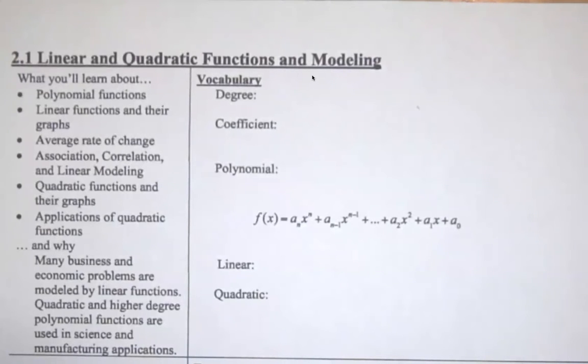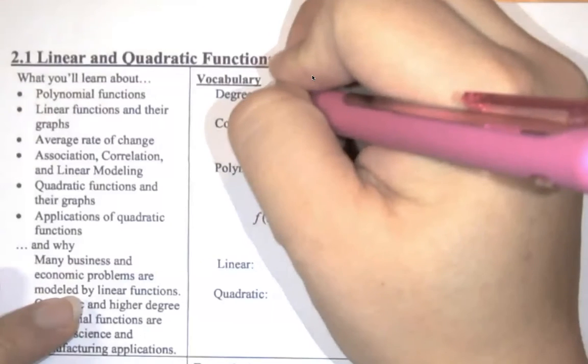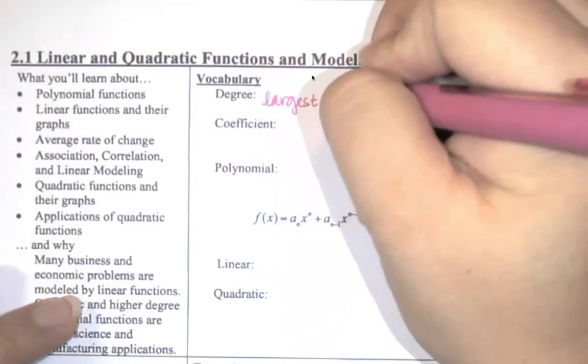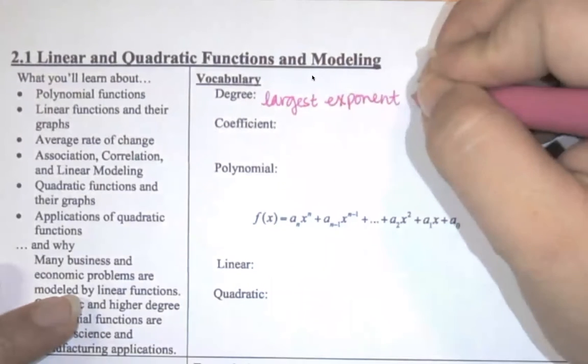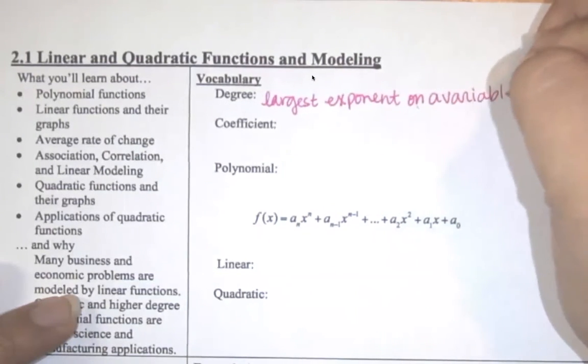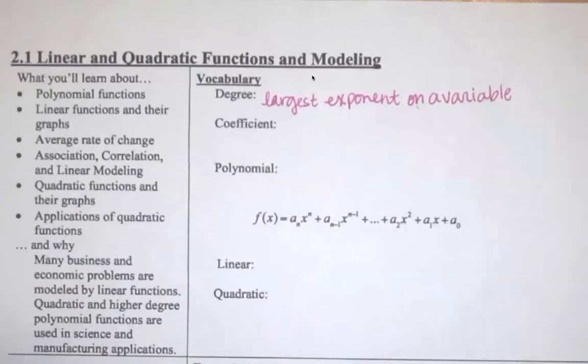Our first vocabulary word is degree. We've talked about the degree of a polynomial before. The degree is going to be the largest exponent on a variable. So the largest exponent specifically on a variable. When we have a number raised to a power, that does not count as a degree.